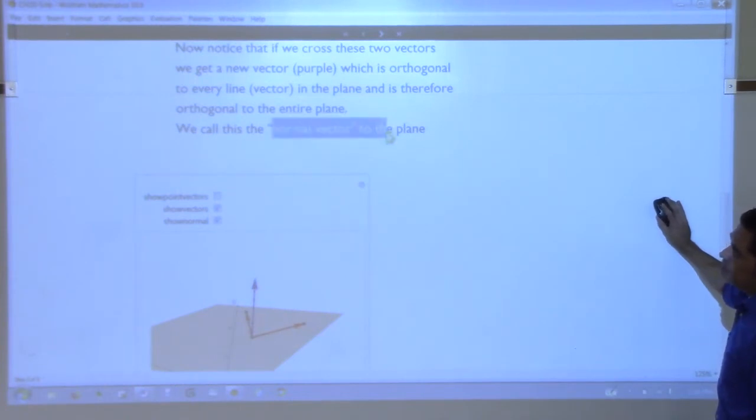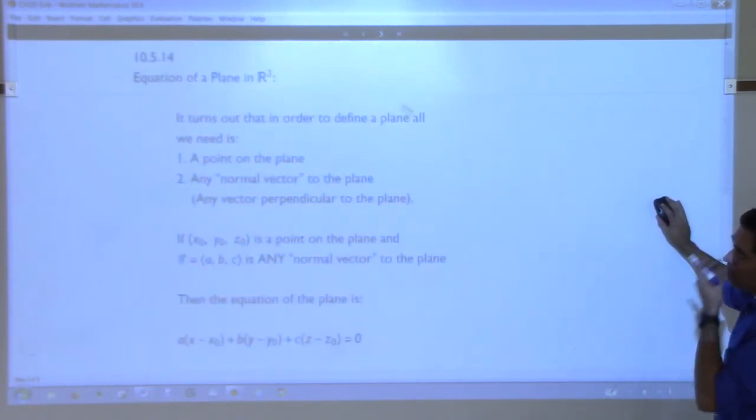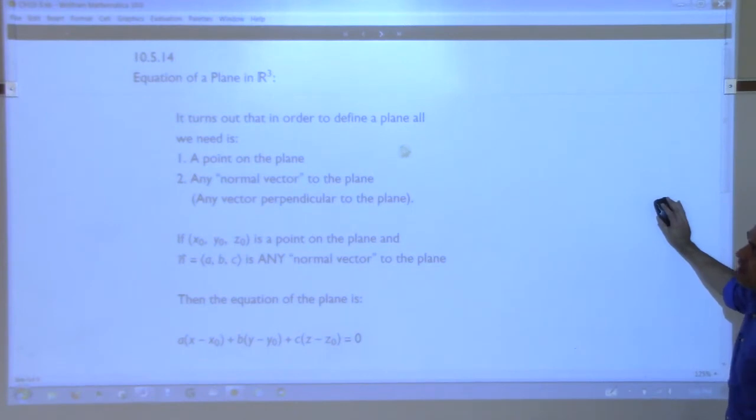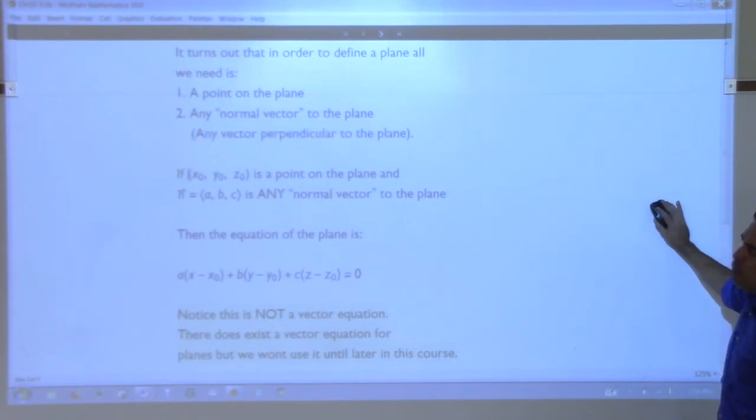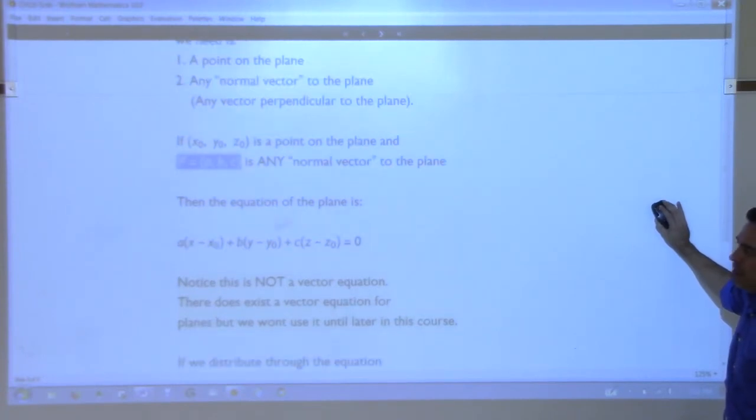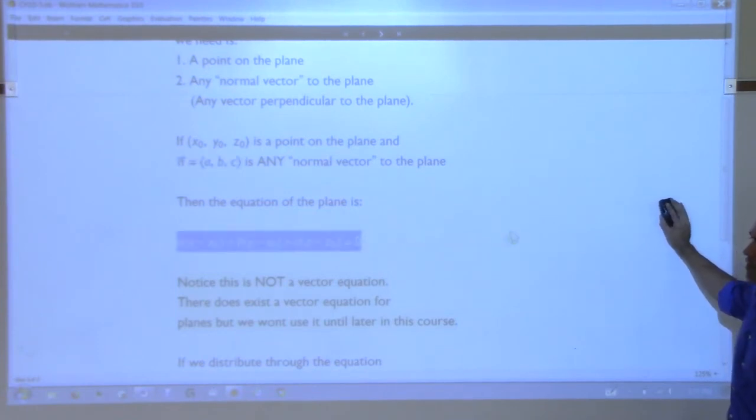So that's what I say here, the normal vector of the plane. It turns out that in order to define a plane, all we need is a point on the plane and any normal vector to the plane. That means any vector that's perpendicular to the plane. Now, if somebody gives us a point, we'll call it x naught, y naught, z naught, and they give us a normal vector, which we're going to use n for normal, and we say that vector is the vector ABC. If that is any normal vector to the plane, then this is the equation of the plane, right there.